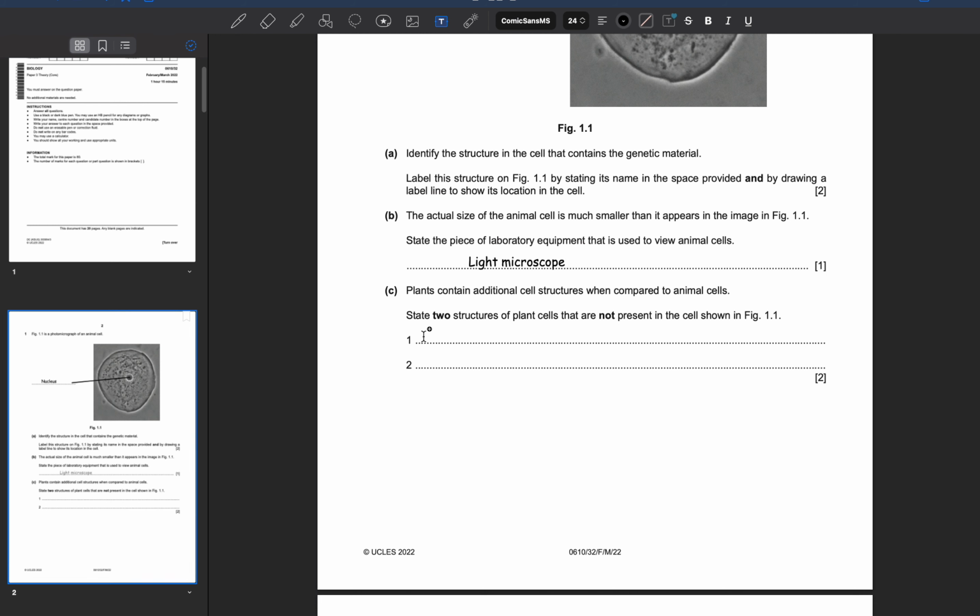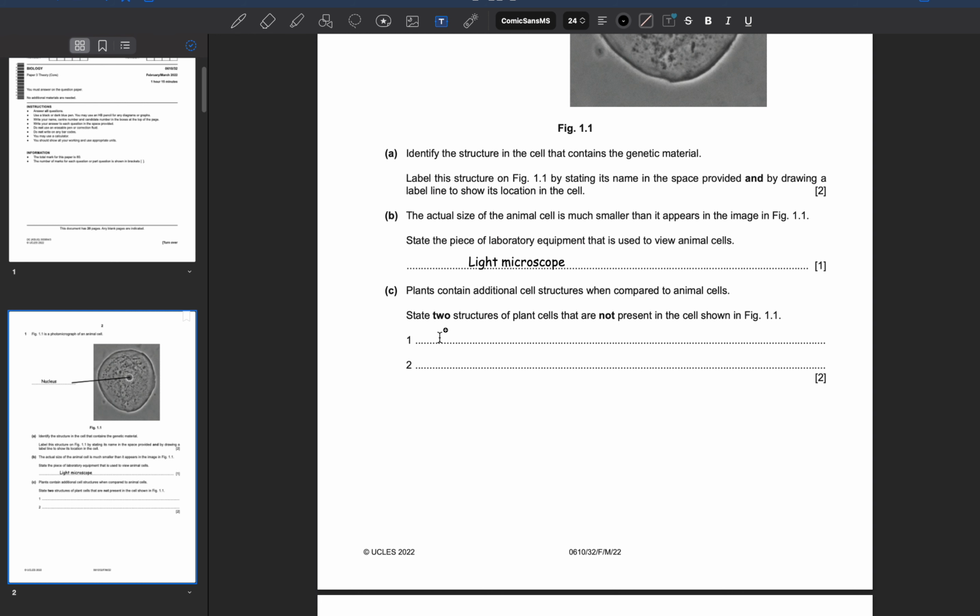Plants contain additional cell structures when compared to animal cells. State 2 structures of plant cells that are not present in the cell shown in figure 1.1. This is an animal cell, so I have to state 2 structures. This is a state question, so I have only to say the names.